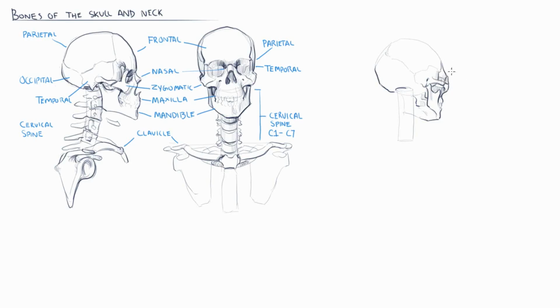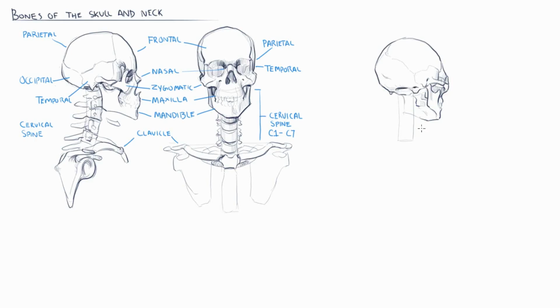Notice how much space is in between these bones. There's really a lot of elements that need to fit in there. Fat, muscle, the eyes. Here I'm just hatching to show some of the curvature of the bone.